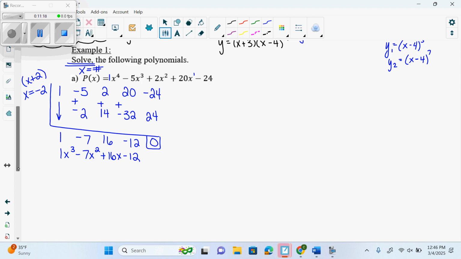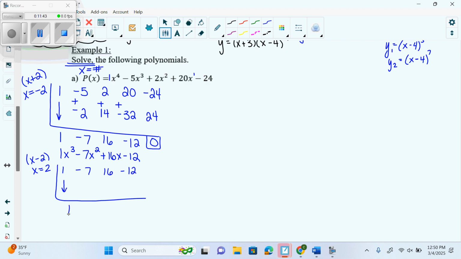Put it in our calculator. So type that into your y1. Give me the next one. X equals 2. You did a different one, don't panic. You look to the other two factors, right? So this is x minus 2. So we get 1, negative 7, 16, negative 12.